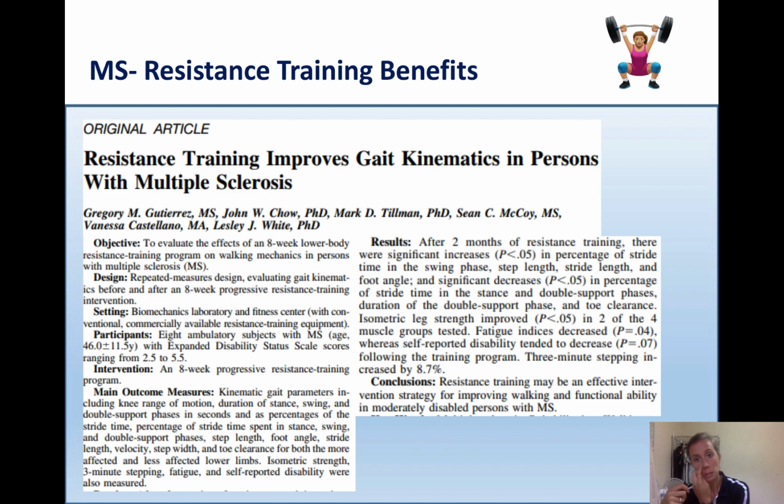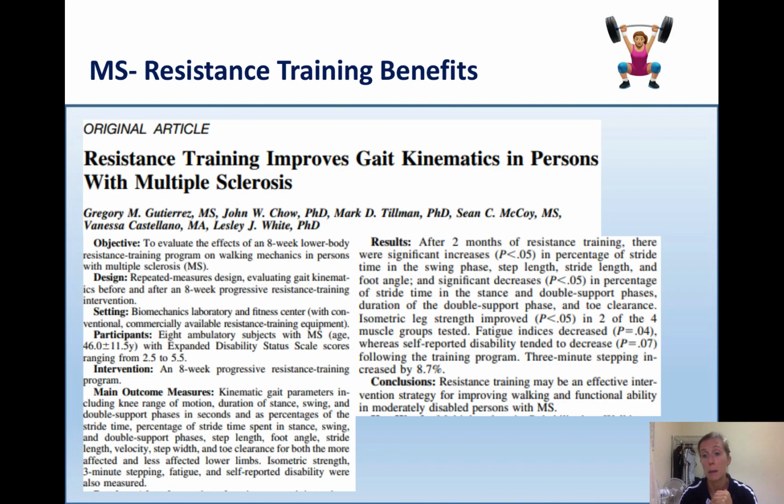Last one here, this is more specific to gait kinematics. An 8-week lower body resistance training program. Various gait parameters were looked at in terms of knee range of motion, duration of stance, swing, double support phases in seconds, stride time, step length, foot angle, all your specific measures of walking gait, getting a real in-depth analysis. And what was found was after 2 months of resistance training, there were significant increases in various parameters that were measured. We also saw improvements in isometric leg strength in 2 of the 4 muscle groups tested. Fatigue indices decreased, and self-reported disability tended to decrease as well.